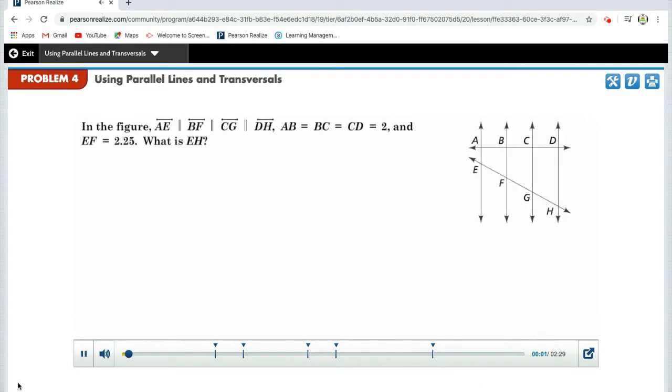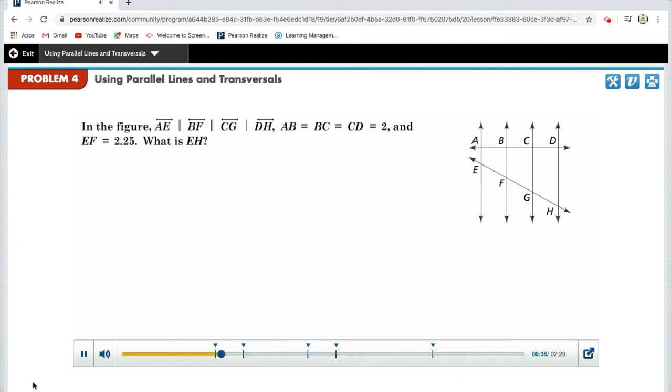In this problem, you will use parallel lines and transversals to determine segment lengths. In the figure, line AE is parallel to line BF, which is parallel to line CG, which is parallel to line DH. Also, the length of segment AB equals the length of segment BC, which equals the length of segment CD, which equals 2. And finally, the length of segment EF equals 2 and 25/100ths. What is the length of segment EH?